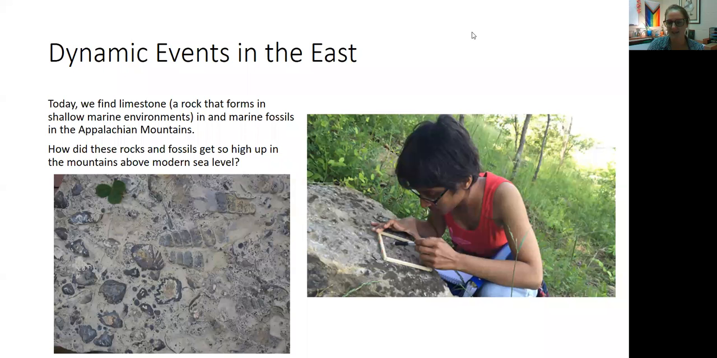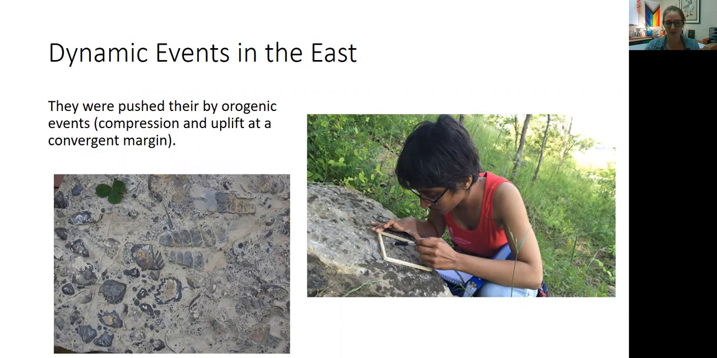Well, let's head on over back to the east, right? So today, if you head up to the Appalachian Mountains, you can find limestone, a rock that we know is formed in shallow marine environments that is just chock full of marine fossils, seashells, and other organisms that lived in the ocean. Right? So how is it possible for rocks that are formed in the ocean to make it so high up into our mountains, all the way up into the Appalachian Mountains, which is way above modern sea level? The answer is that they were pushed there, right?